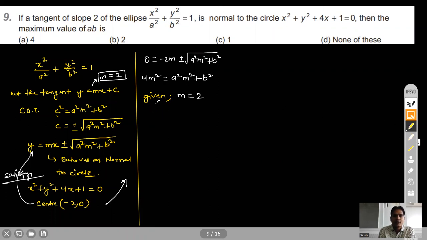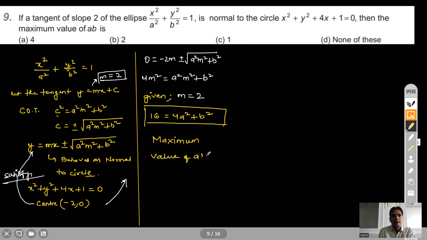So this will be 4 times 4, that is 16, is equal to a square times m square. M square means 4, that is 4a square plus b square. This is what we got as per the given condition, right? Now, after doing all this, we have to find the maximum value of ab. So, how can we do this? This is known to us and we have to find the maximum value of ab.